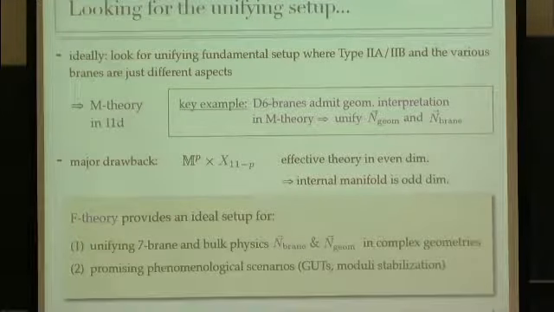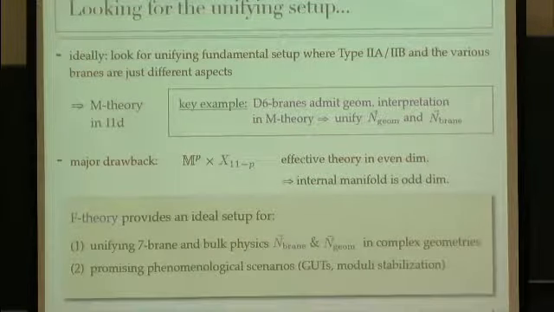If we want to address such a question, it's good to look for a unifying setup which is very general, so that we can ask very general questions about, so to say, the landscape of possible string effective actions. Of course, it would be nice to unify the brane physics and the geometric aspects. Okay. The ideal setup probably would be 11-dimensional M-theory. Right? If you would have a full understanding of that. For example, the key example here is that D6 branes admit a geometric interpretation in M-theory. So it would be a unification of the geometric and the brane data into one unified geometric object.